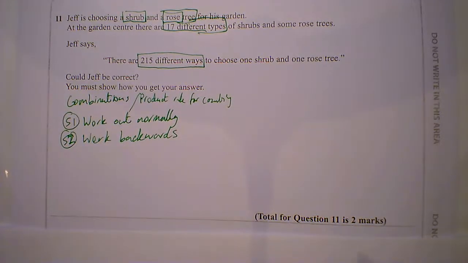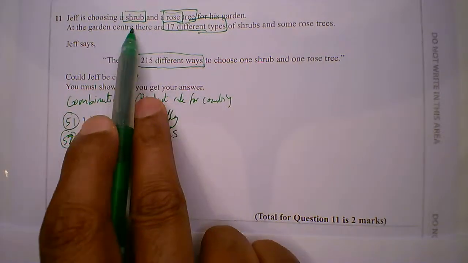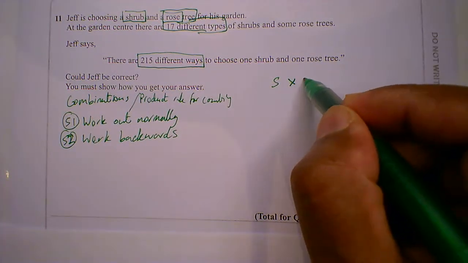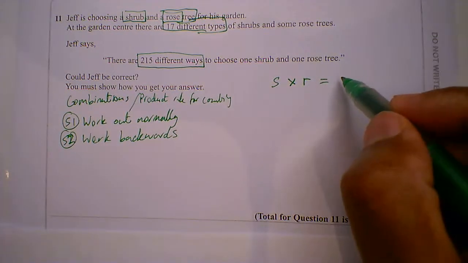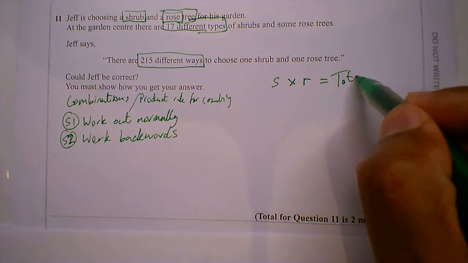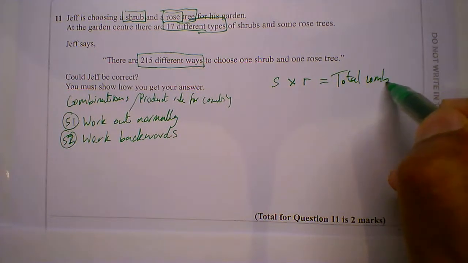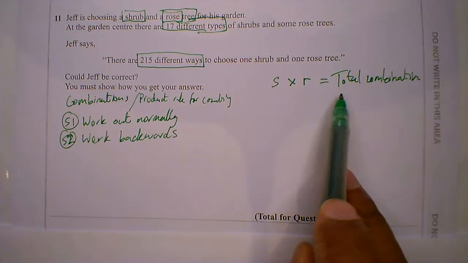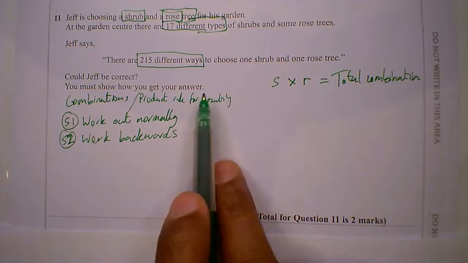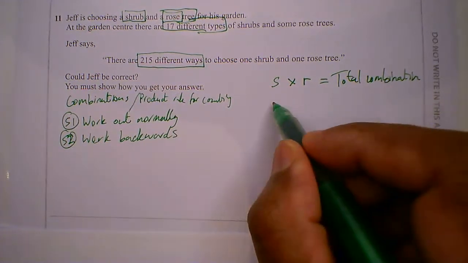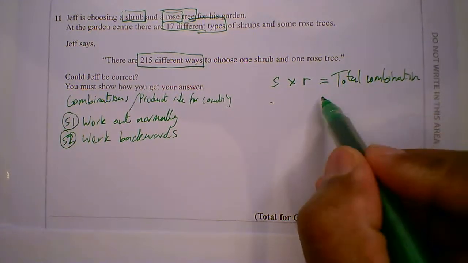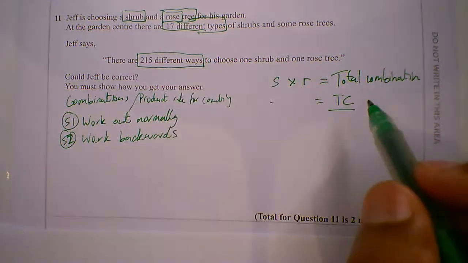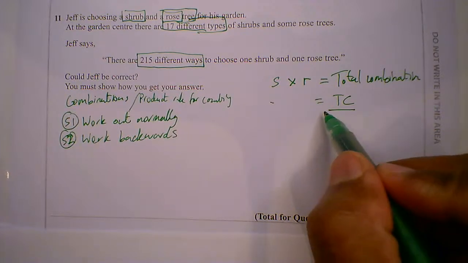Okay. So if I think about it, I've got shrubs and I've got rose tree. If I multiply them together, I get my combinations, total combinations. So if I'm working backwards, I'm going to be doing 215, or if I'm working backwards, it's my total combination divided by 17, divided by one of these.